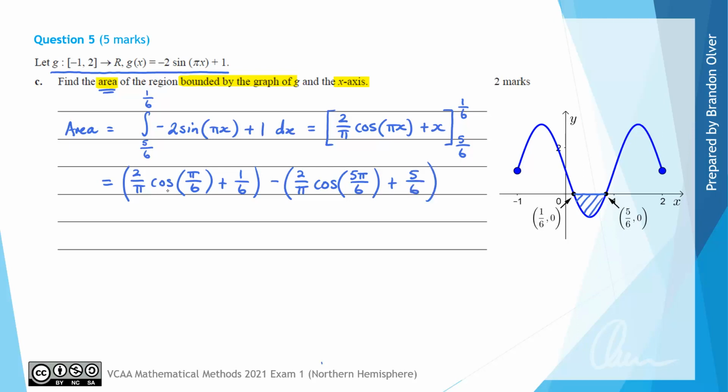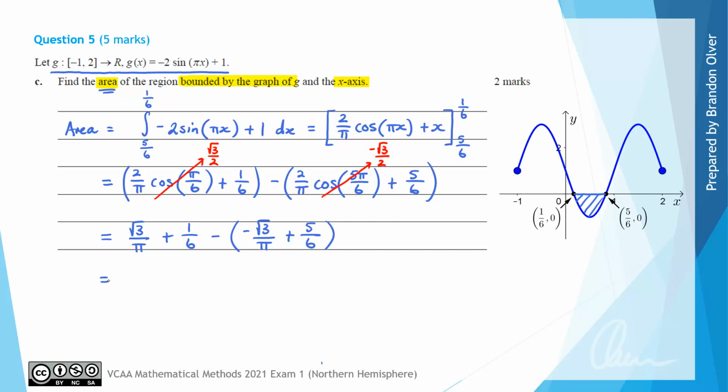Now we know that cos of pi on 6 is actually going to be root 3 on 2, and that cos of 5 pi on 6 is negative root 3 on 2. So calculating this out, we're going to have 2 on pi times root 3 on 2. So the 2 on the top line and the bottom line will cancel, and we'll just get root 3 on pi, and then we'll still have plus 1 on 6. And then we're going to subtract away, and I'll still leave the brackets on this so I don't lose track of that negative sign. It's going to be negative root 3 on pi, because again, 2 on pi times negative root 3 on 2, the 2s would cancel. And then we still have the plus 5 on 6 in that bracket.